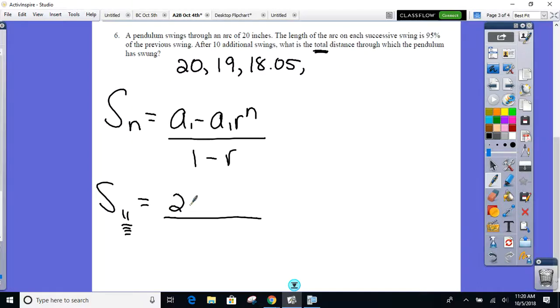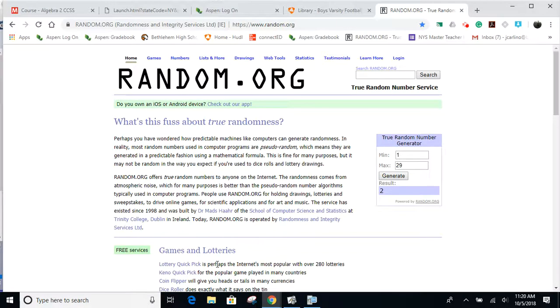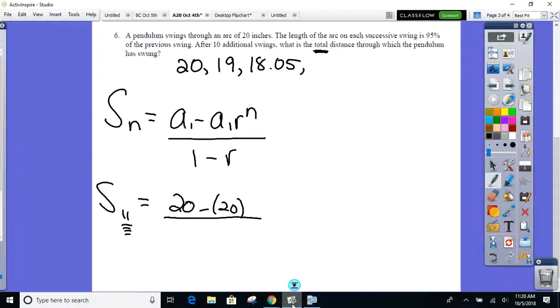First term, 20 minus 20 times, ooh, what's your R value? That's why I had you keep doing it on the calculator. What's your R value here? 0.95, yep. You kept multiplying by 0.95. Raised to the 11th. 1 minus 0.95. How far did it go? And yes, I am going to write out all the decimals.